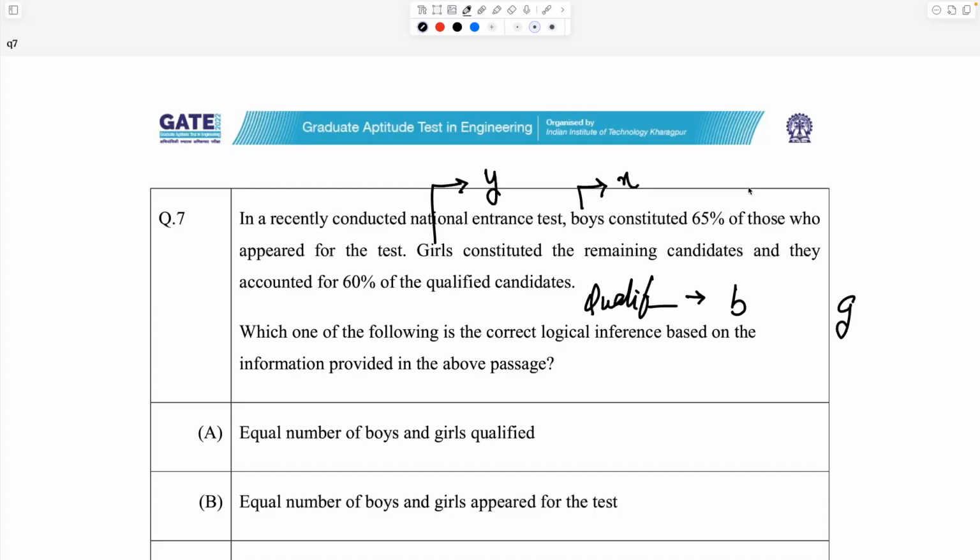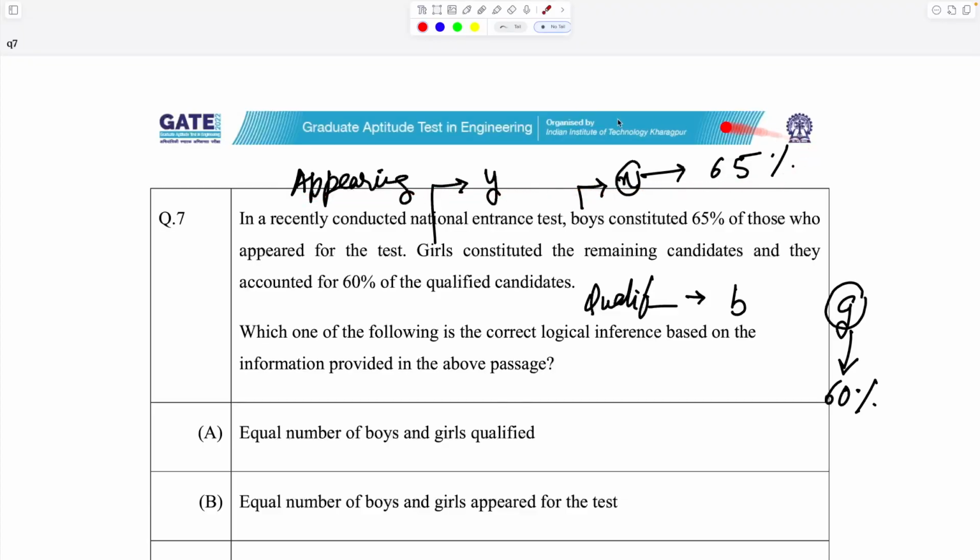They have given us that X constitutes 65% of the total number of candidates who appeared for the examination, and for qualified candidates, 60% are girls. So those are two different pools. This pool is the pool of appearing candidates, and for that X constitutes 65%, and for qualifying candidates, girls constitute 60%, right? That is the whole of the information that they have provided us.